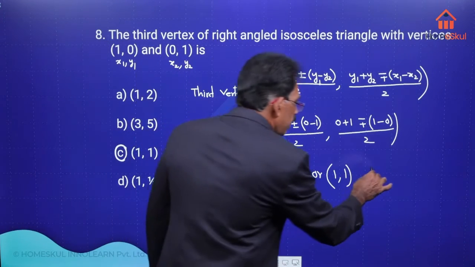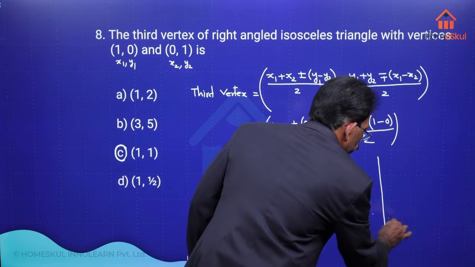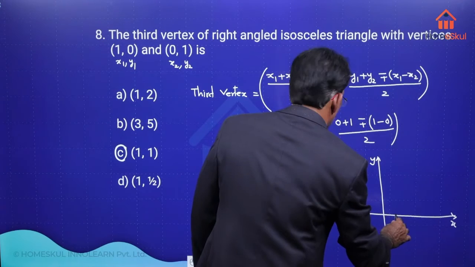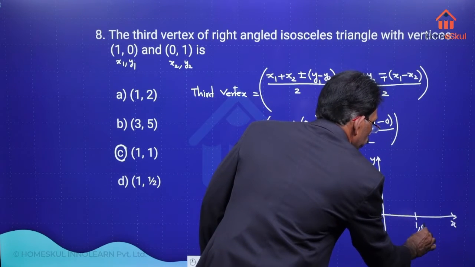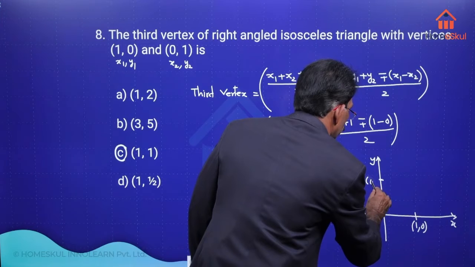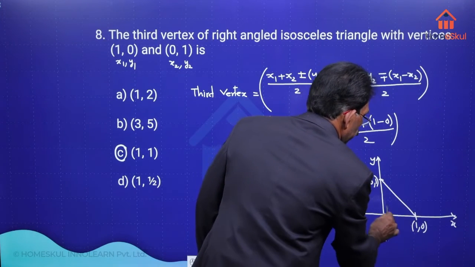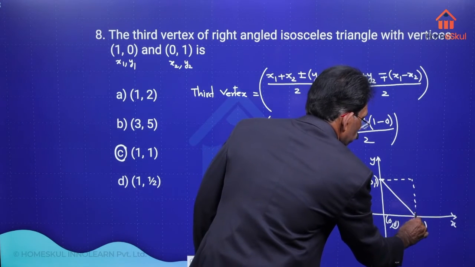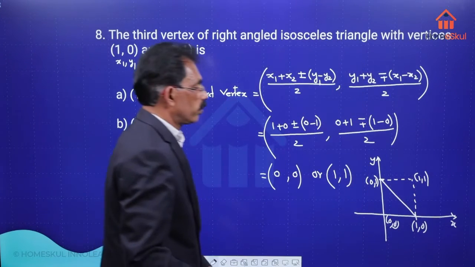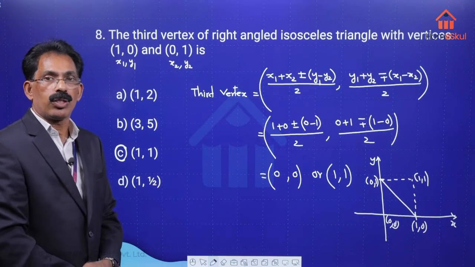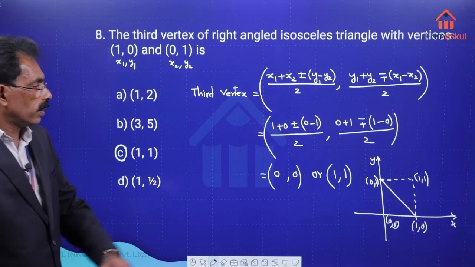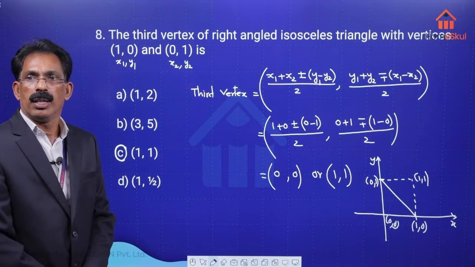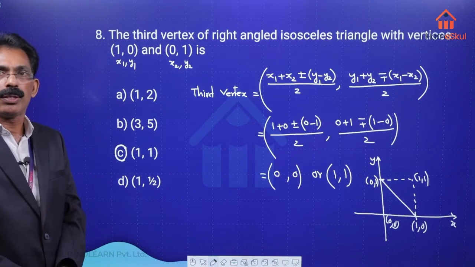So by the figure, you can get the answer now. This is the x-axis, y-axis, then (1, 0), (0, 1). This is an isosceles triangle. One point is (0, 0), the other is (1, 1). The right angled point is either (0, 0) or (1, 1). By the graph, you can find the values. Is it clear? Any doubt?